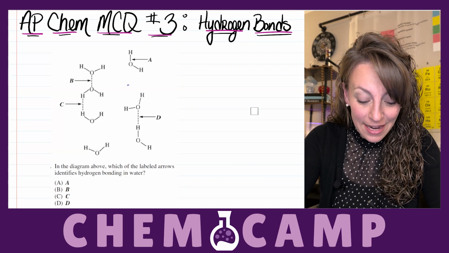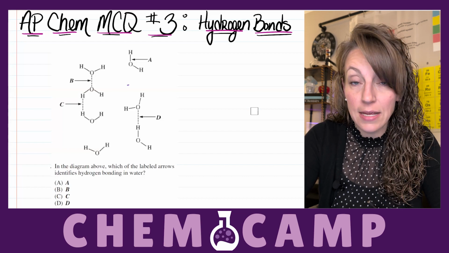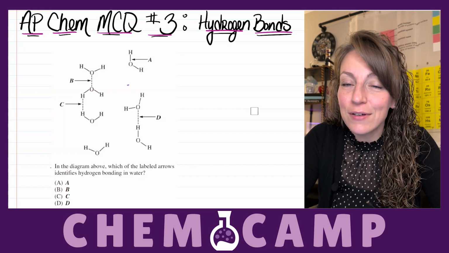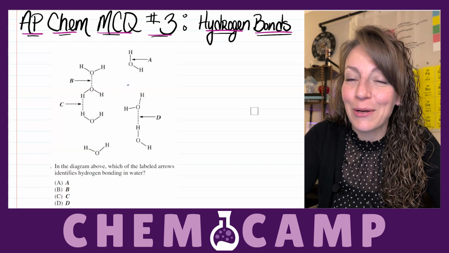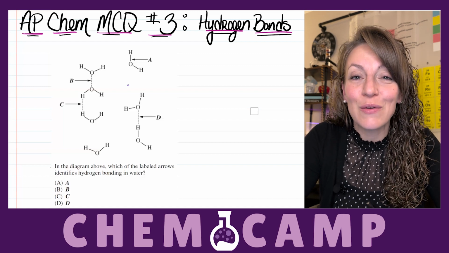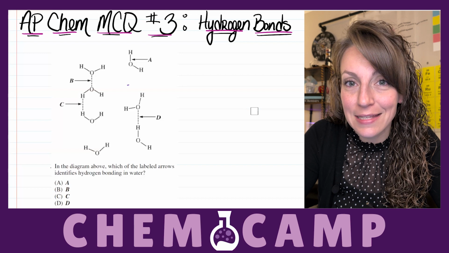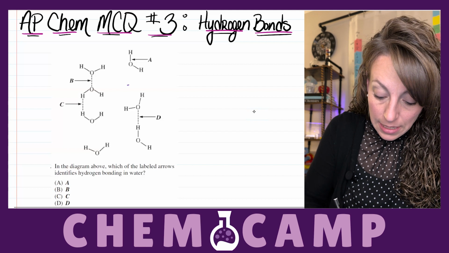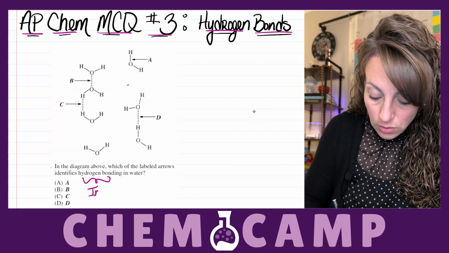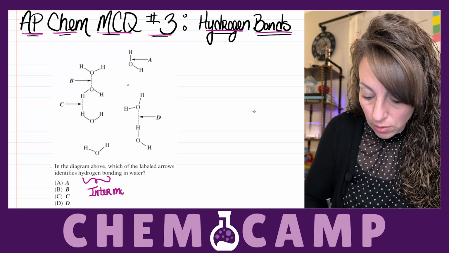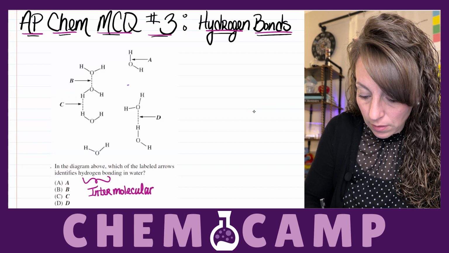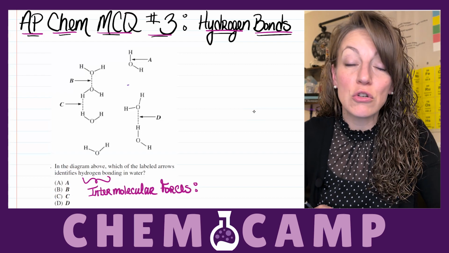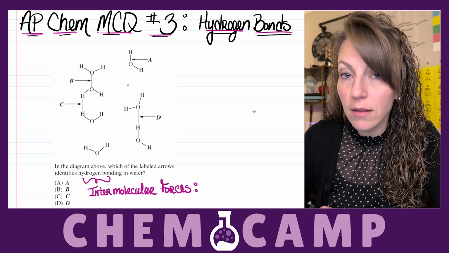It reads, in the diagram above, which of the labeled arrows identifies hydrogen bonding in water? Now, this little diagram, believe it or not, has a plethora of information, and we're going to break it all down. But let's start with remembering exactly what a hydrogen bond is. First and foremost, you have to keep in mind that a hydrogen bond is actually an intermolecular force. Now, intermolecular forces are forces or attractions between different molecules.